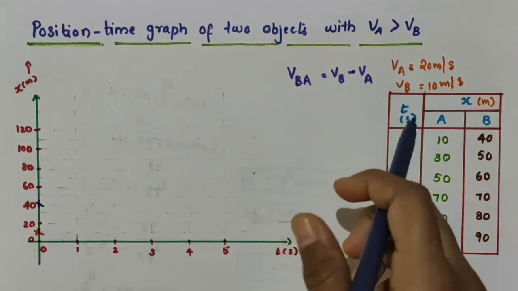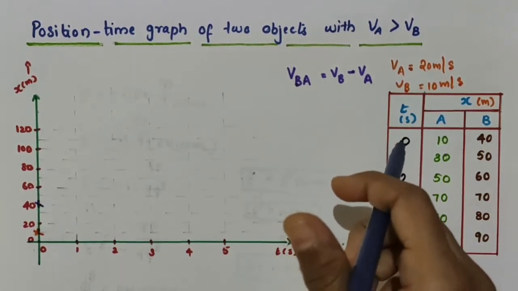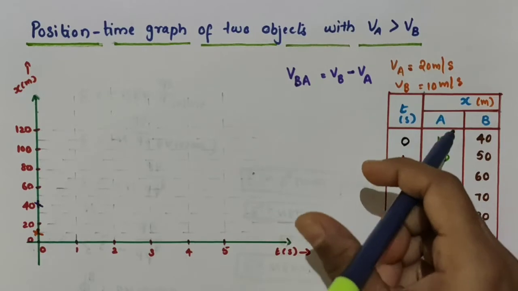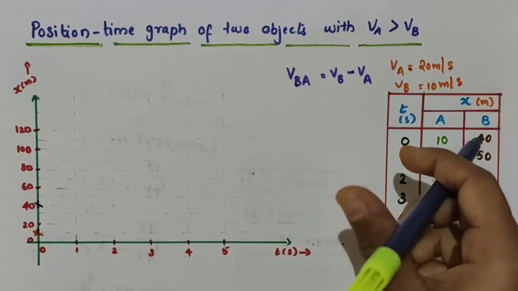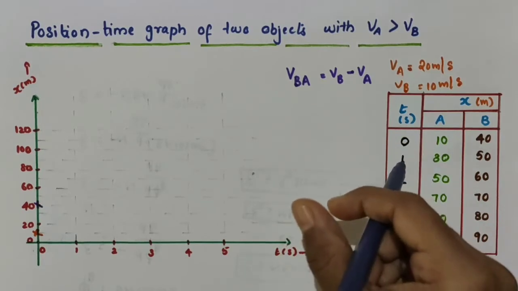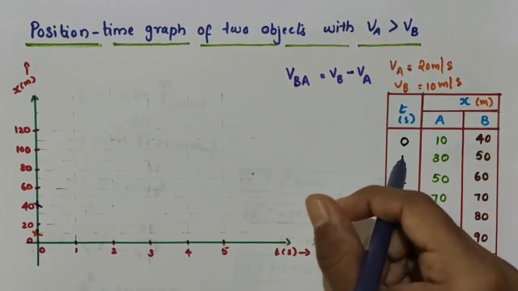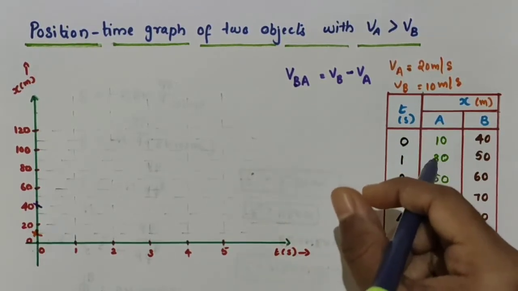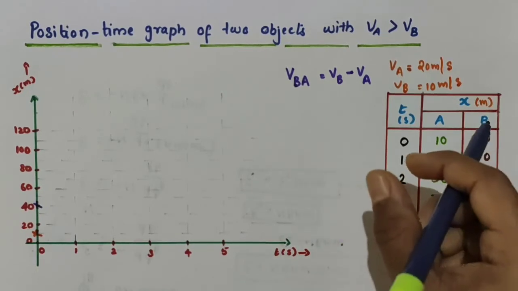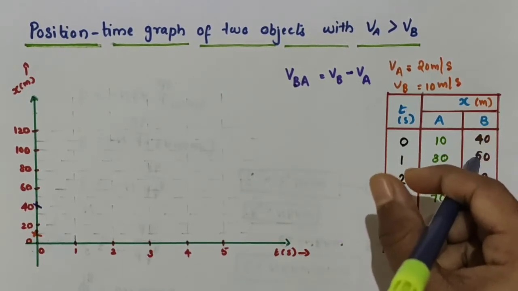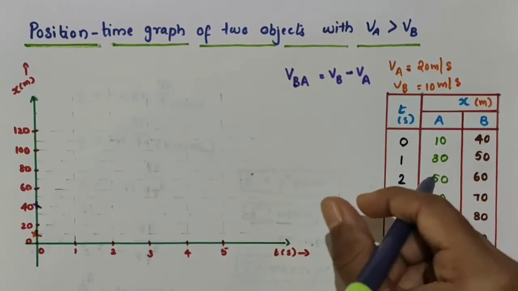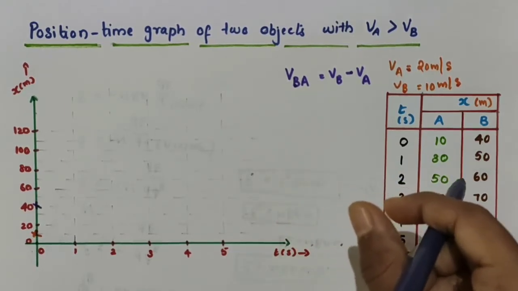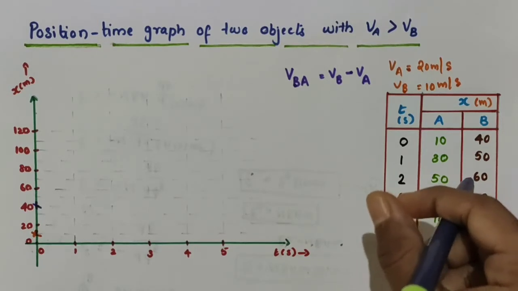Now, in this table you can see initially, at t equal to 0 seconds, A is 10 meters away from the origin and B is 40 meters away from the origin. Then at t equal to 1 second, A has reached a position 30 meters from the origin and B has reached a point 50 meters away from the origin. Similarly, at t equal to 2 seconds, this is the position of the object A and this is the position of the object B.